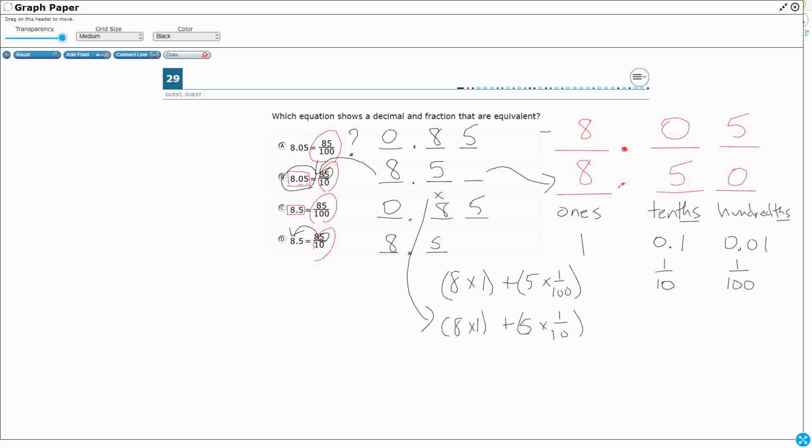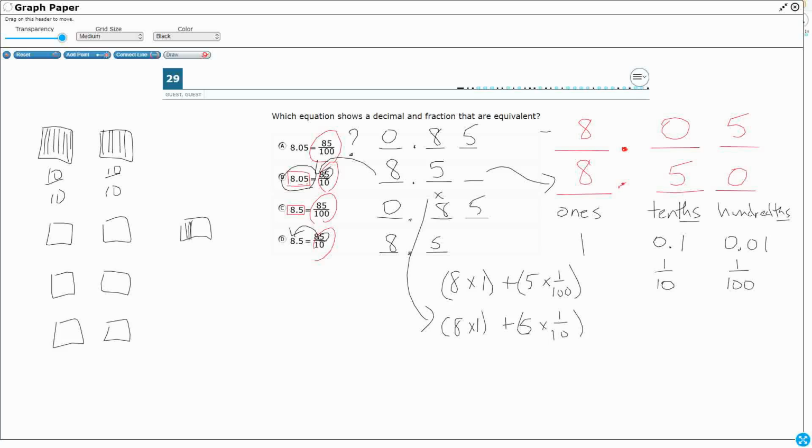Another way to think about this would be, well, if I were to just give you 10 tenths and then another 10 tenths, and then just keep adding them, 10, 20, 30, 40, 50, 60, 70, 80 tenths if they're all filled up, and then that last one would have to be halfway filled up. That's 8 full ones. These are all the way filled up. This is 8 and 5 tenths. So our answer is D.